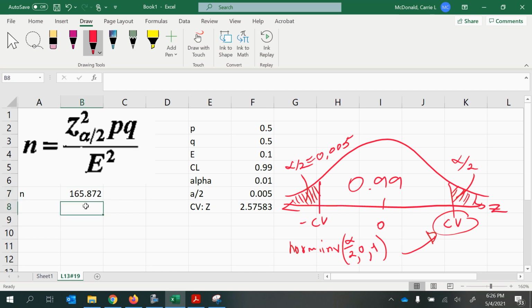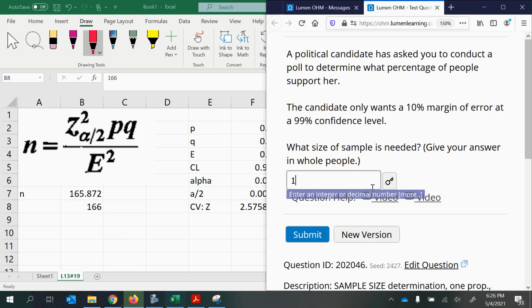And then we always round up. Even if mathematically you would not normally do so, please always round up when you're doing sample size because you want to make sure to get enough information and not too little.